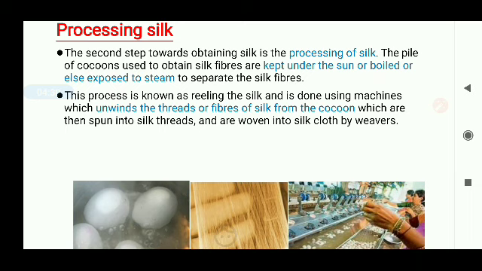And this process is known as reeling of silk. It can also be defined as the process of taking out threads from the cocoon for use as silk. This is the definition of reeling of silk, and it is done by using machines. What do those machines do? Those machines unwind the threads of the silk fiber from the cocoon.